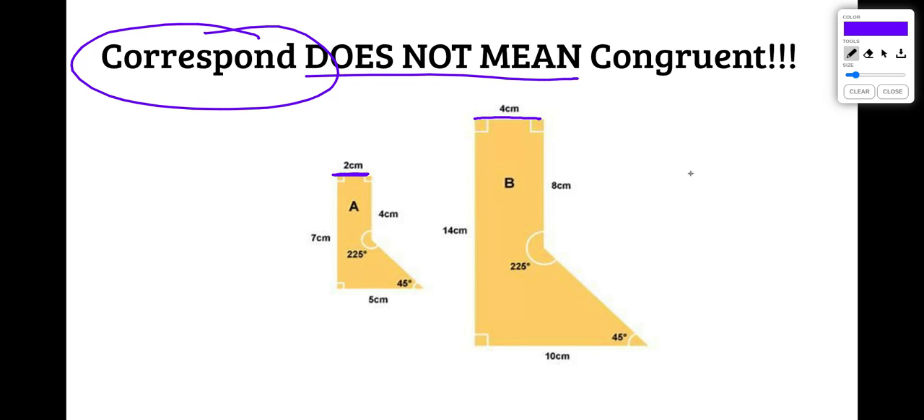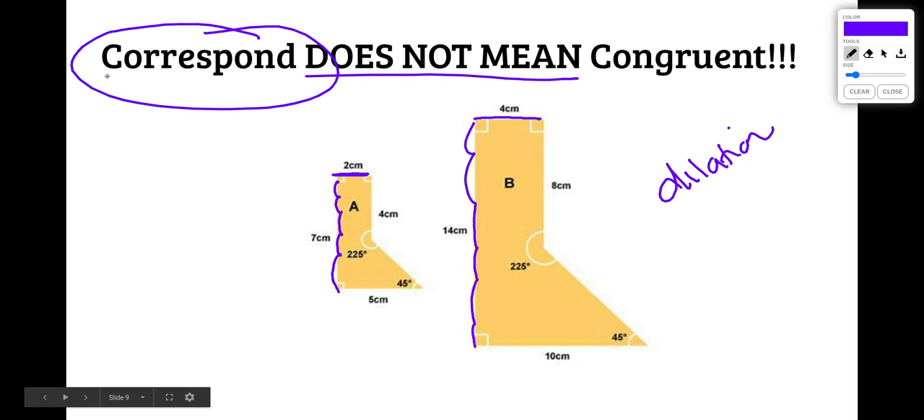But maybe you know the word dilation, which is something we'll study marking period 2, right? So it's clearly not the same size. It's the same shape, right? So these two sides correspond. The 7 and the 14 correspond. They're not congruent, but that doesn't mean that they don't correspond. So those two words aren't interchangeable, and one doesn't imply the other, right? Just because something corresponds does not mean that we can say that they're congruent.